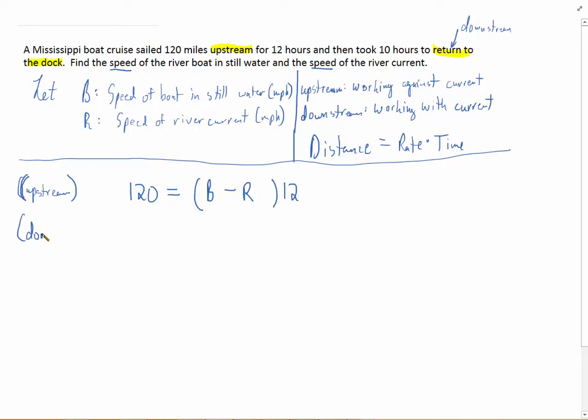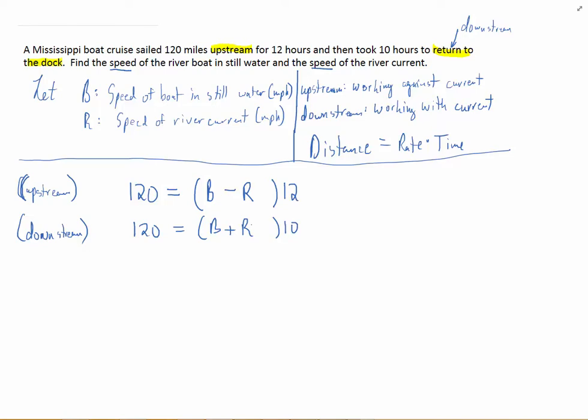Now for downstream, on the way back, it's the same distance, 120 miles. It's a different time though. Now the time is 10 hours to return to the dock. But now the boat and the current are working together, B plus R. So here are two equations that we can use to solve this problem. We have 120 equals B minus R times 12, and 120 equals B plus R times 10.